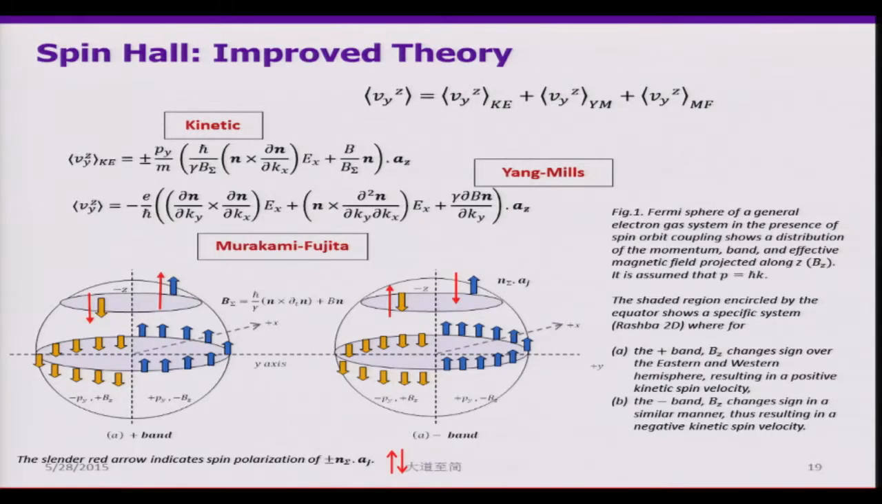If we do it carefully, we see that the spin Hall velocity actually consists of the kinetic term, the spin-orbit or Yang-Mills term, and also the gauge term, which was derived by Murakami and Fujita. So when you examine it carefully, you have the kinetic term, you have the Yang-Mills term, and you have the Murakami-Fujita term. These are the velocity. They are all related to the spin Hall. Now we borrow a simple two-dimensional example, and we want to say that in order to get the proper spin Hall conductivity, you have to add them all up together.